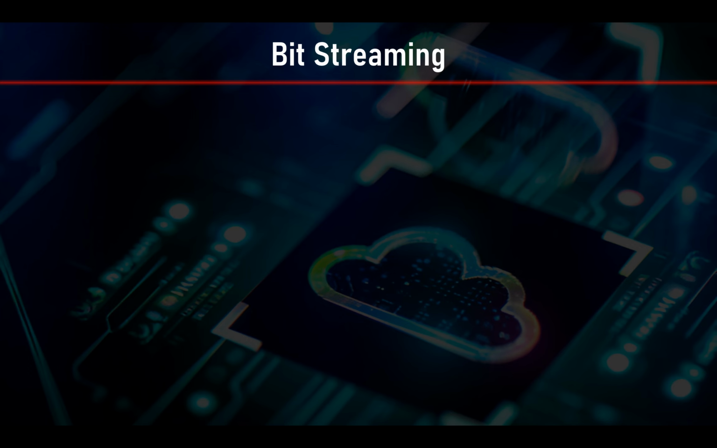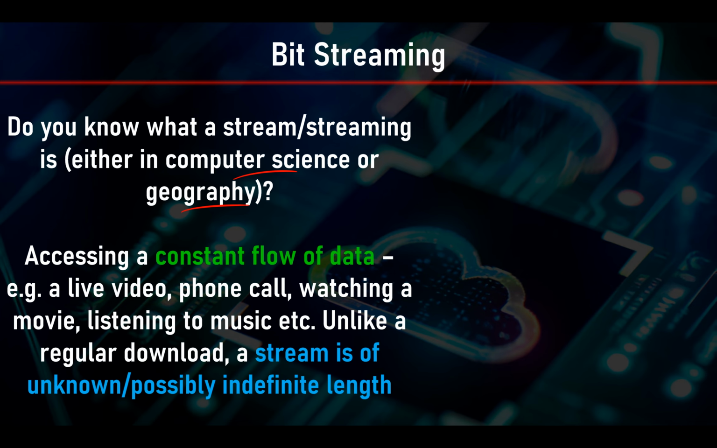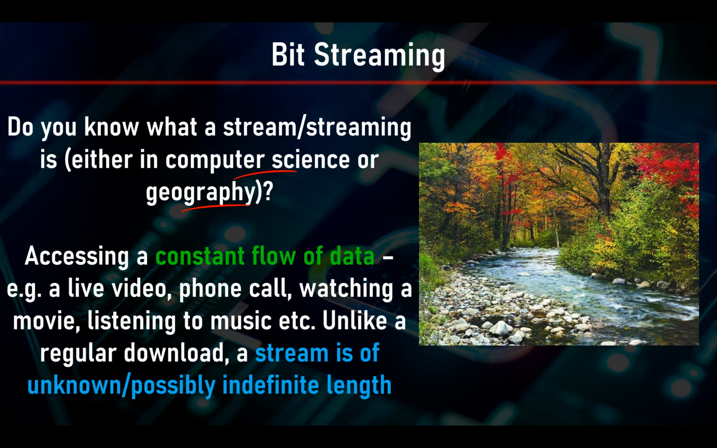All right, now if we go on to this part, this is in the syllabus: bit streaming. So let's think, what does a stream or streaming mean? That can be in computer science or also geography. I think a lot of people probably know this, and we have a picture as well. A stream is accessing a constant flow of data, e.g. a live video, phone call, watching a movie.